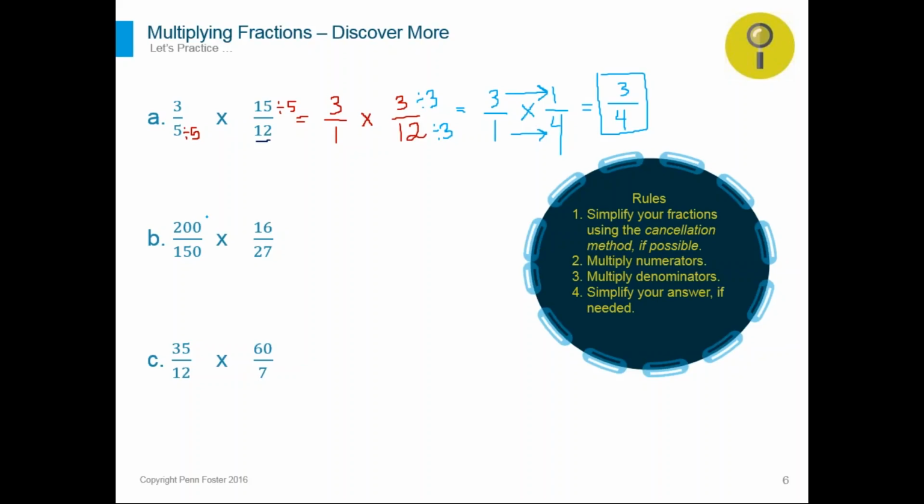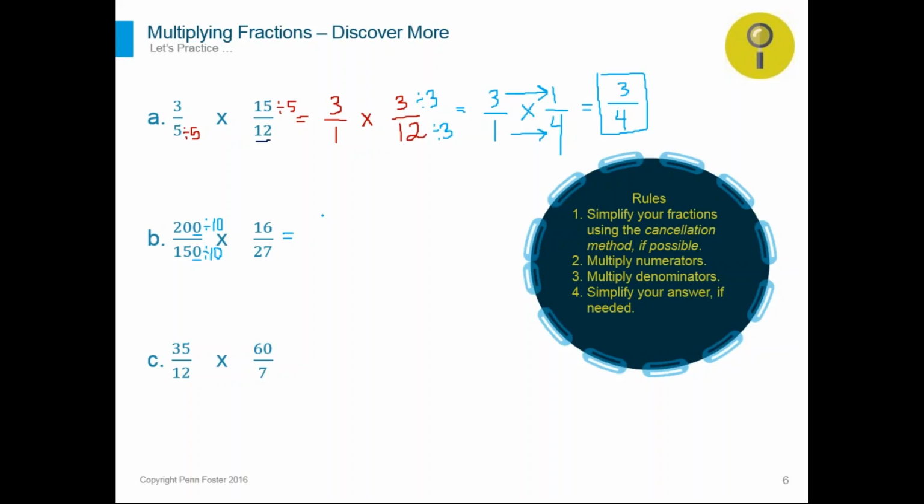B, 200 over 150 times 16 over 27. What should we do? First step I need to consider, can I cancel out anything to make my life easier? Okay, I see 200 and 150. One of the rules that we use for dividing two numbers and finding out if they have common factors between them is if the two numbers have zeros at the end of them, then one common factor is 10. Divide over 10 and divide over 10. Eliminate that 10.